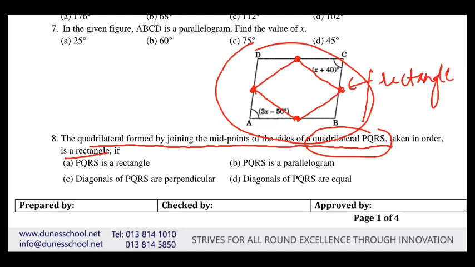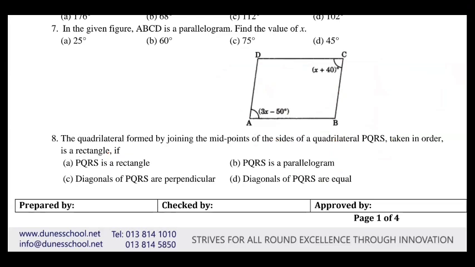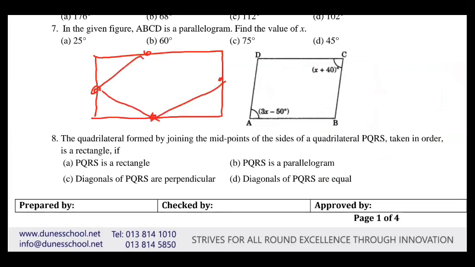Can you get a rectangle in a parallelogram? Is it a rectangle, beta? No, this is not a rectangle. In a parallelogram, you cannot get a rectangle. So B option is wrong. Okay. Next, we'll see: if you join the midpoints inside a rectangle, will you get a rectangle? Let's see that. Let's create a rectangle. We will mark its midpoints. Will you get a rectangle now?